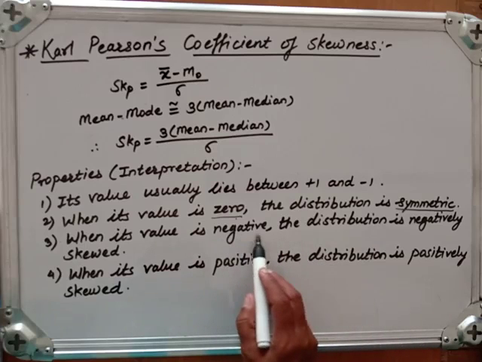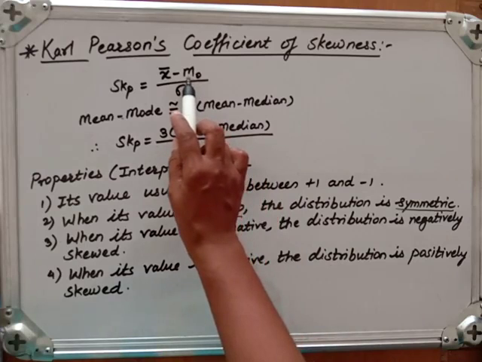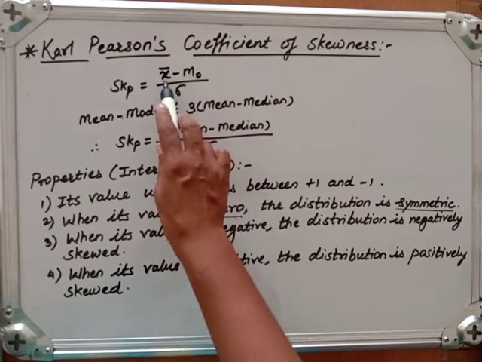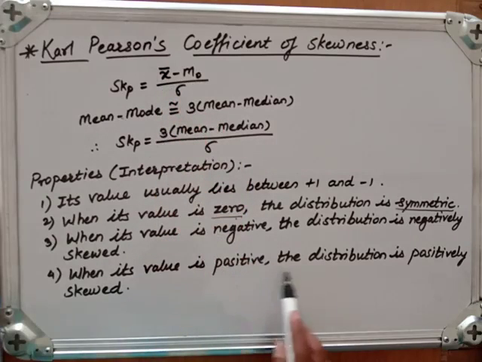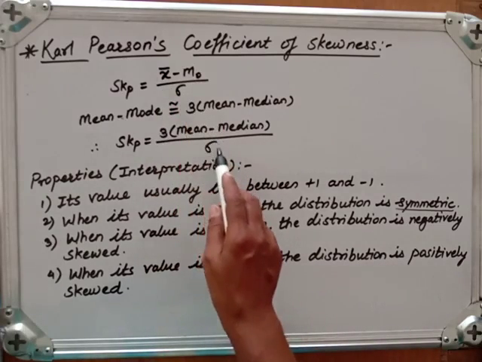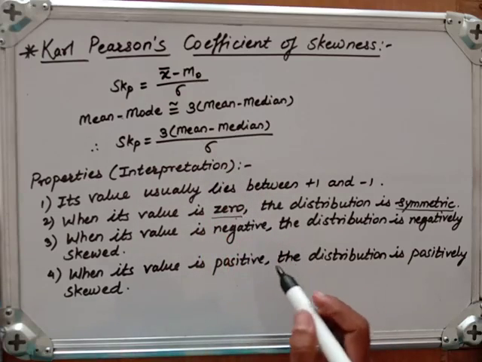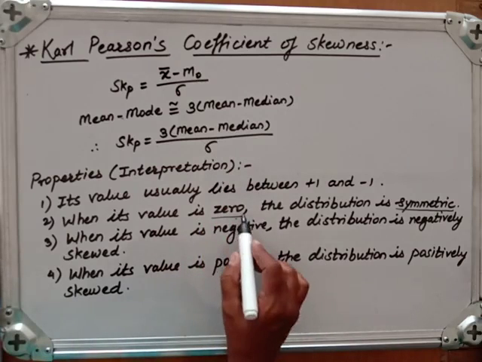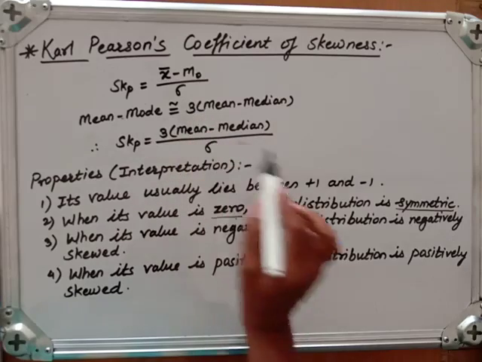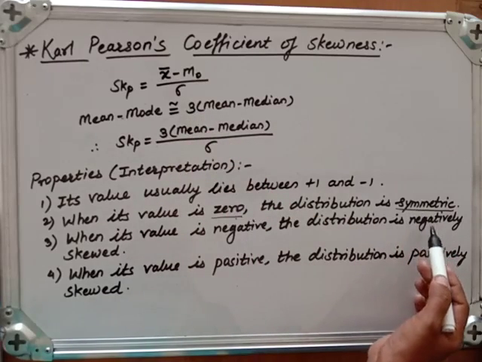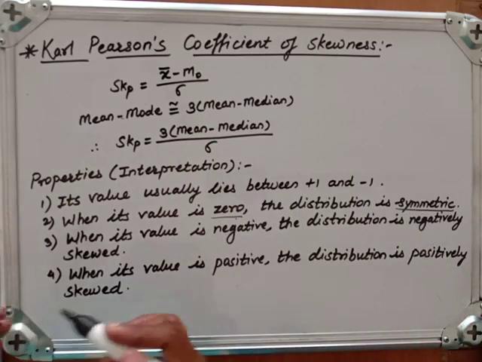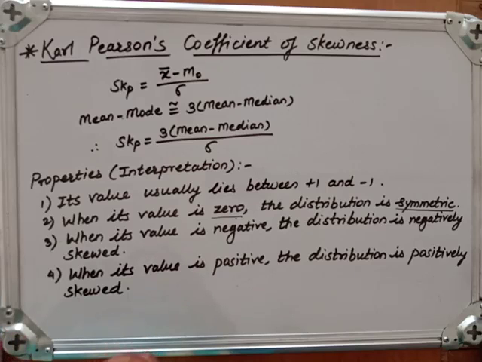If the ratio is negative, it happens when the mode is greater than the mean, and if it is positive, then the mean is more than the mode. Standard deviation is always positive because it is the positive square root of variance. So this ratio may be 0, negative or positive, and accordingly the distribution will be symmetric, negatively skewed or positively skewed respectively. This is the theoretical part of Karl Pearson's coefficient of skewness.